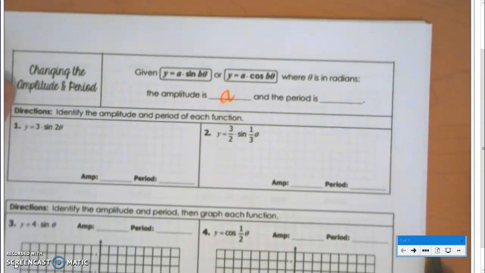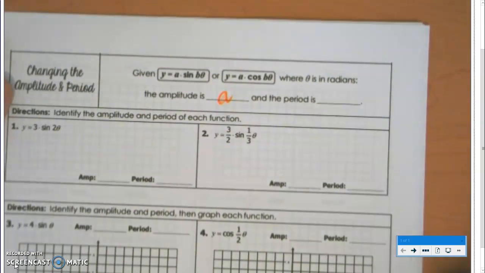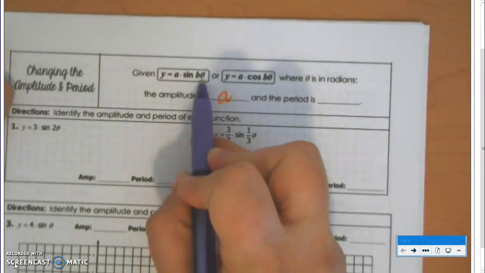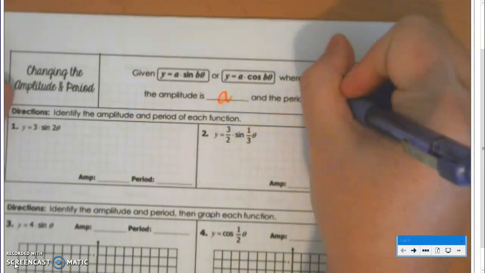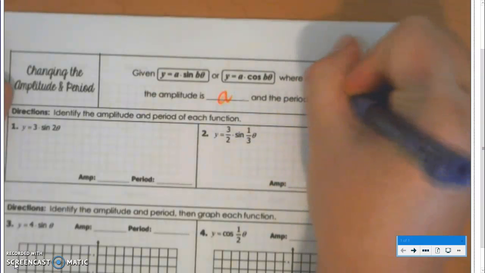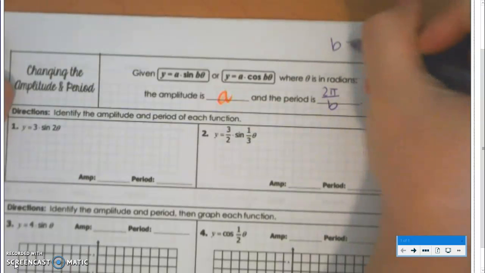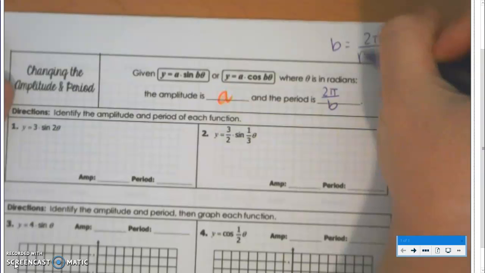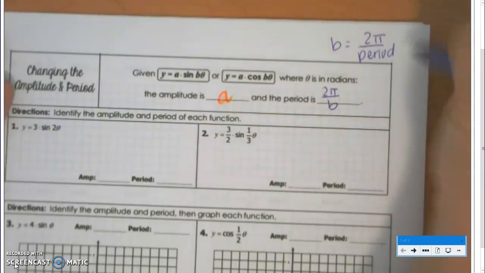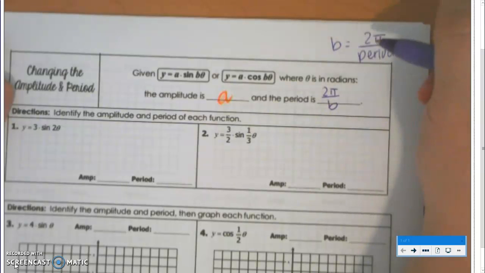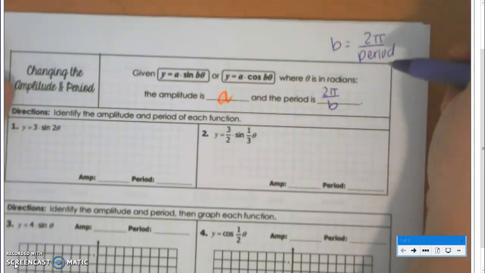And in order to find the period, we're always going to have to use a little formula. It's related to the number that's in front of the theta or the x. So the period is going to be 2 pi over b. But we can also sometimes use the formula b equals 2 pi over the period. Like if we know what the period is and we're trying to figure out what the equation looks like. So we can go back and forth by basically just doing 2 pi divided by whatever we have.